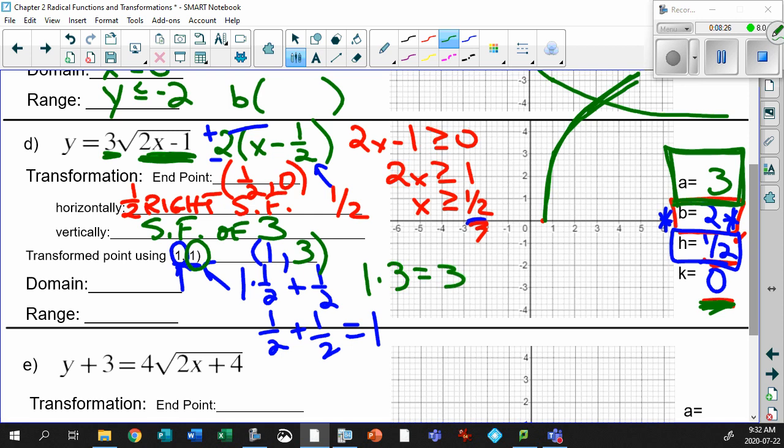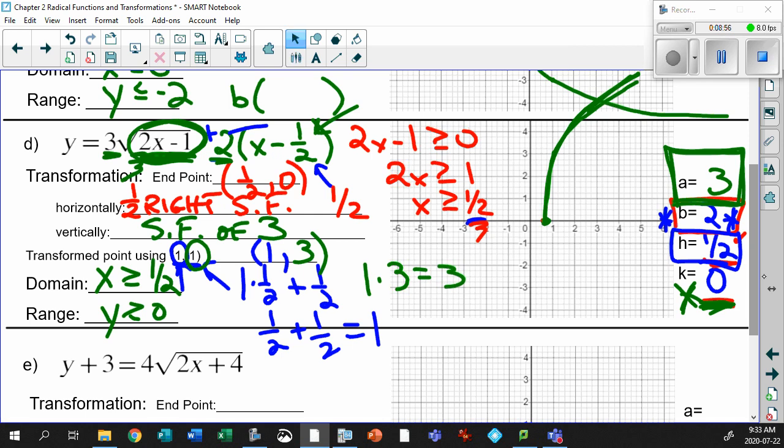Domain. Well, domain now, based on the restrictions, has to be greater or equal to a half. And the range, well, you're still on 0 because, again, you didn't move, okay? So the range is y is greater or equal to 0. The thing that you have to remember is you have to factor out that leading coefficient. You've got to get rid of that 2 like I did here, and then everything else will fall into place beautifully. Got it?